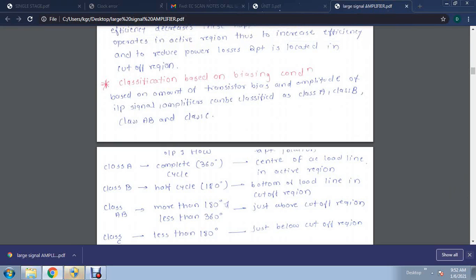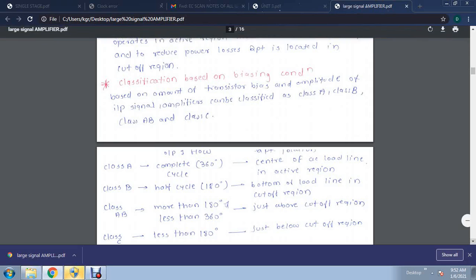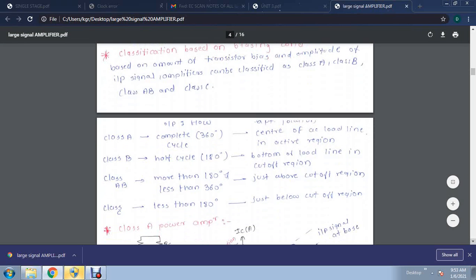Coming to class AB, more than 180 and less than 360, we can call it class AB. If the waveform is more than 180 and, in the negative part, less than 360 is present. Coming to class C, less than 180. Below 180, only half cycle, below half cycle, it is called a class C amplifier.